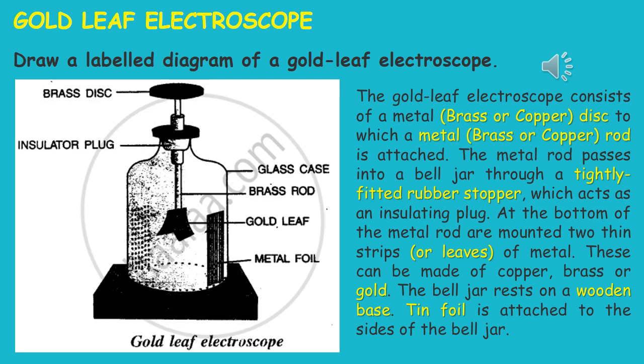The gold leaf electroscope consists of a metal disc, generally brass or copper, to which a metallic rod, again brass or copper, is attached. The metallic rod passes into a bell jar through a tightly fitted rubber stopper, which acts as an insulating plug. At the bottom of the metallic rod are mounted two thin strips or leaves of metal. Generally, we use gold here. The bell jar rests on a wooden base. Tin foil is attached to the side of the bell jar.